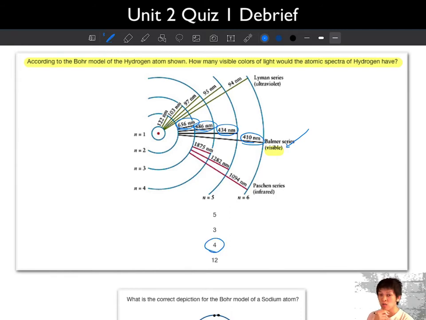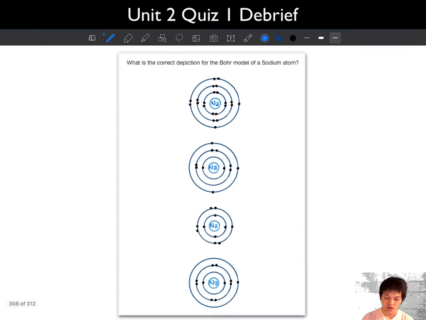And we've seen the emission spectrum of hydrogen through that picture. Unfortunately, we didn't see it in class, but we saw it through the picture, right? There's 4 colors. There's blue, there's purple, there's a teal, and then there's that orange-red color. So there's 4 colors. Let's take a look at the next question.